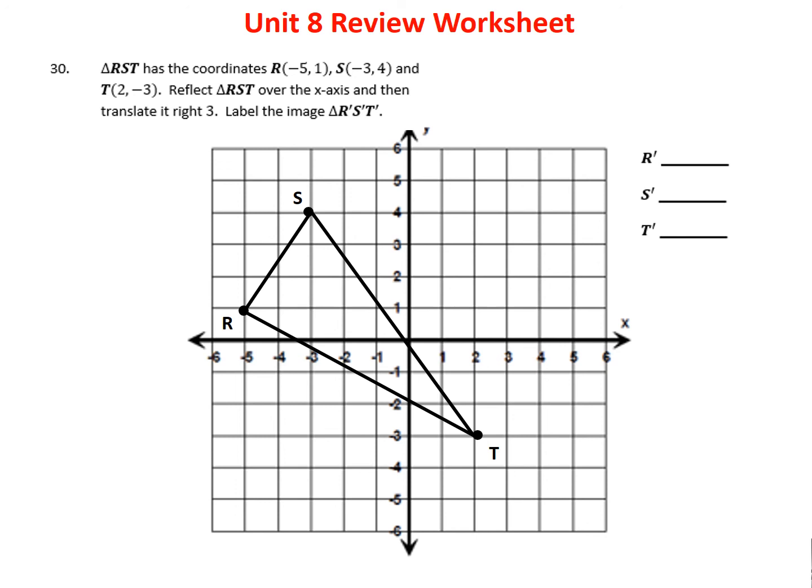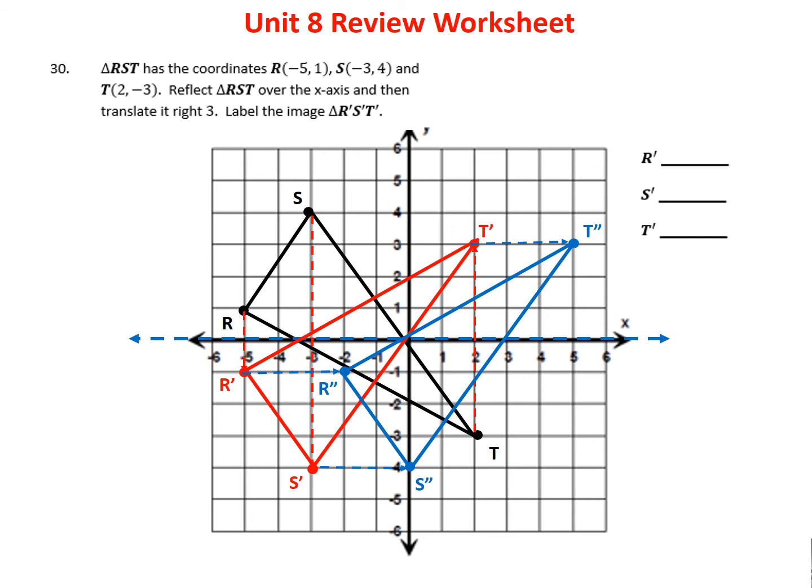So our first thing is reflected over the x-axis. So there's our x-axis. Remember, we're going to just go to the x-axis and then go the same amount the other side. So R is going to go down 1 over 1, and there's R prime. S goes down 4 and over 4, S prime. Now T is going to go up 3 and over 3, and there's T prime. And so there's our reflection. Now we just simply need to translate it 3 to the right. So T goes over 3, R goes over 3, S goes over 3, and there's our final triangle.